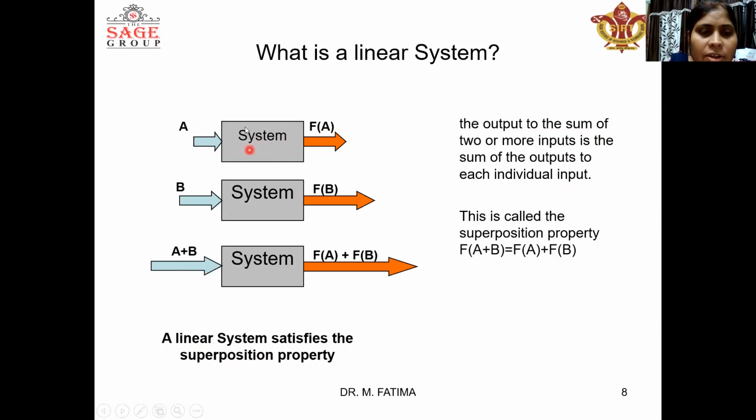Here any system, any instrument you can consider. If input A is given to the instrument, then output is denoted by F(A). Now another input B is given to the system, and let the output be denoted by F(B). Now, if these two inputs are given simultaneously to this instrument or system, then output will be the addition of these two. So the linear system always satisfies the superposition property.